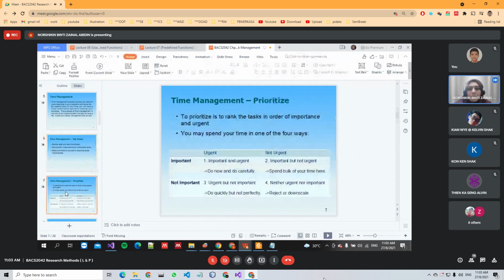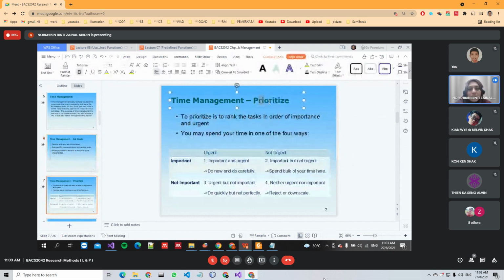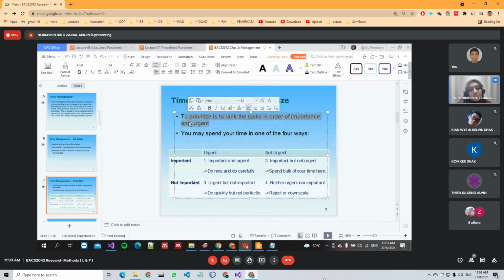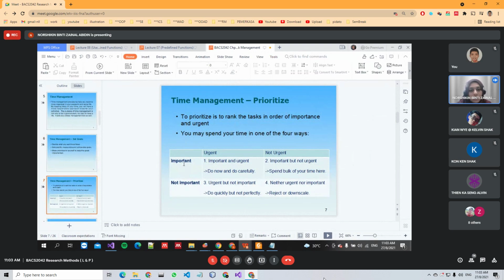Next, prioritize what's important. To prioritize is to rank tasks in order of importance and urgency. As a student doing research, you need to know what you should prioritize, what should come first. You may spend your time in one of four ways here. I saw this one last time too: important, not important, urgent, and not urgent. First, what is urgent and not urgent, and what is important and not important. We need to prioritize our things.